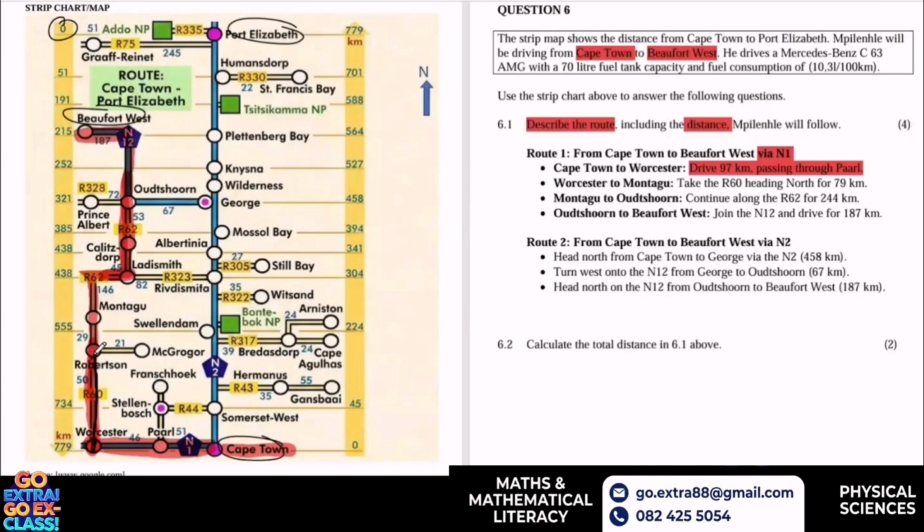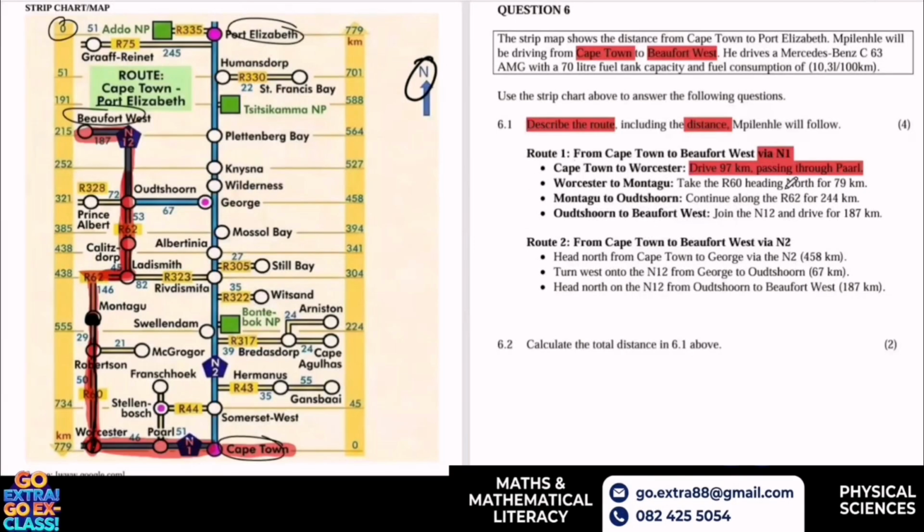He will come up here, and then what I've noticed is that when he gets to this site, from Worcester to Montagu, if you check the route there, it's R60, but it changes after this city. Now the route is no longer R60, it changes to R62. That is why I've separated these two segments. From Worcester to Montagu you take R60, and you will be heading north, because of this direction here. Our north is up there.